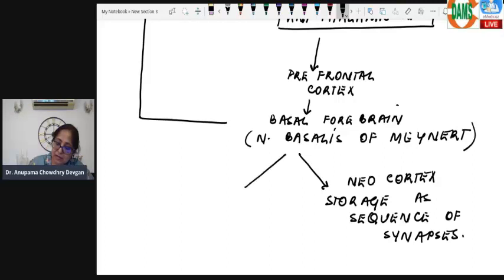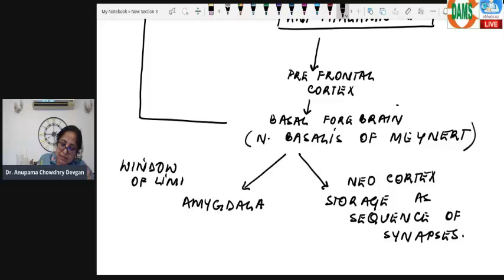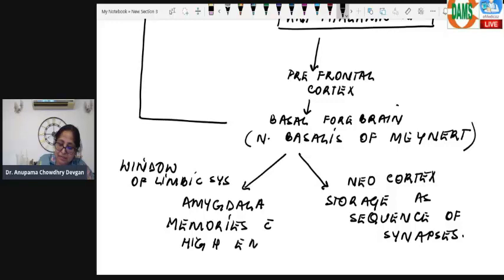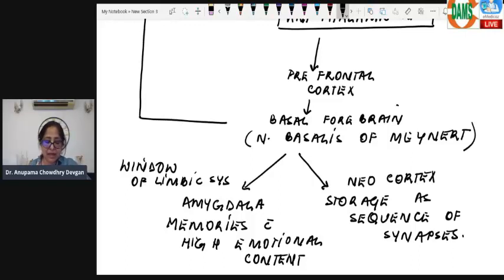Right? From the basal forebrain, connections are also with the amygdala. What is amygdala? Amygdala is the window of the limbic system. It is a part of the limbic system. It is concerned with emotions. So memories with a high emotional content will go into the amygdala. This is the window of the limbic system, right?